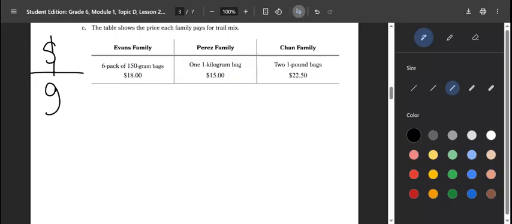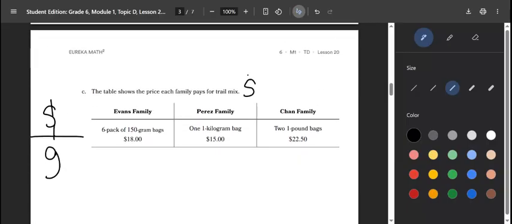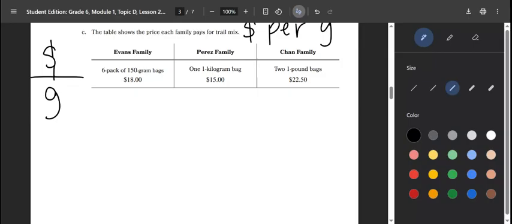Since we want the price per gram, we'll just abbreviate G for gram. We're going to do money divided by number of grams. So let's start with the Evans family. They paid $18 for a 6-pack of 150-gram bags.